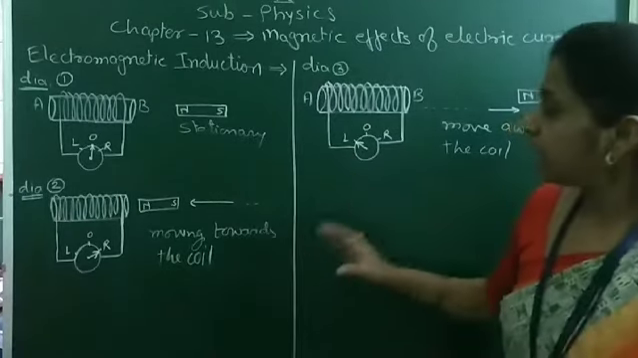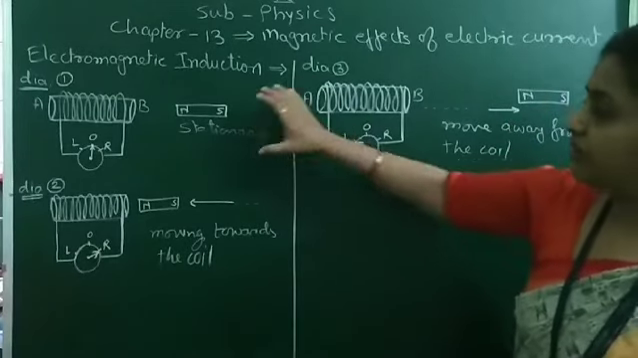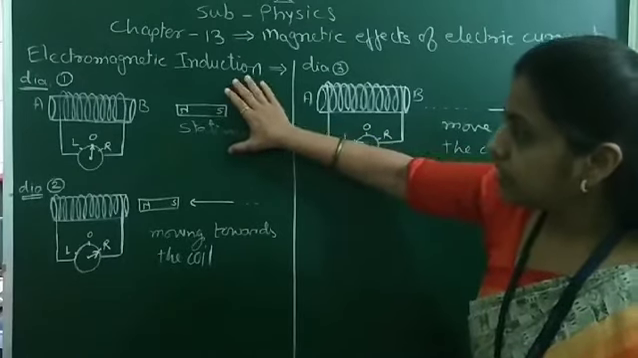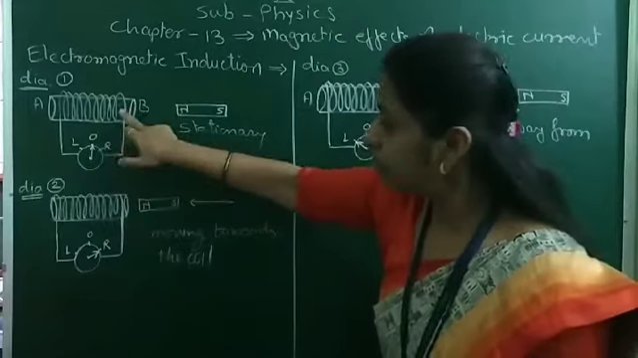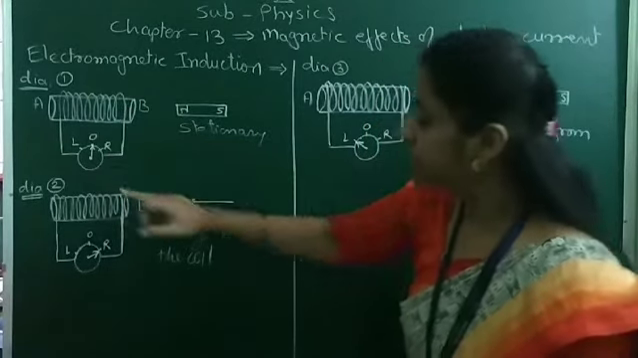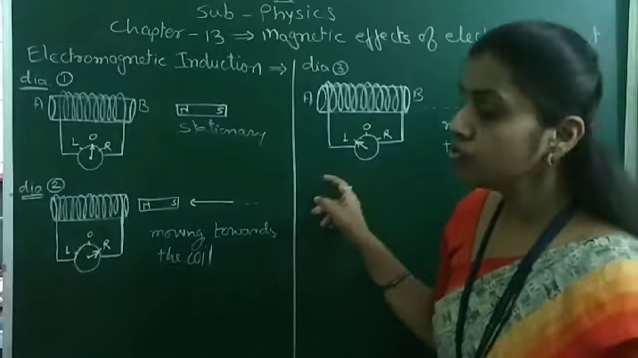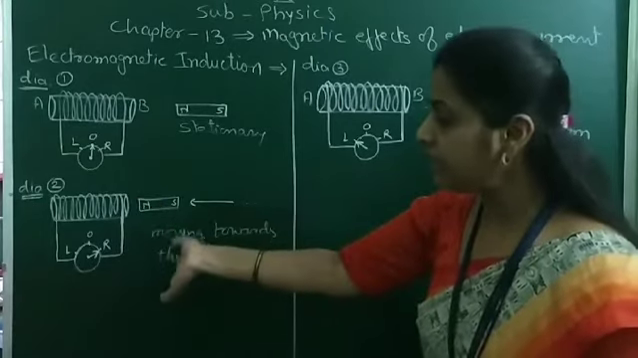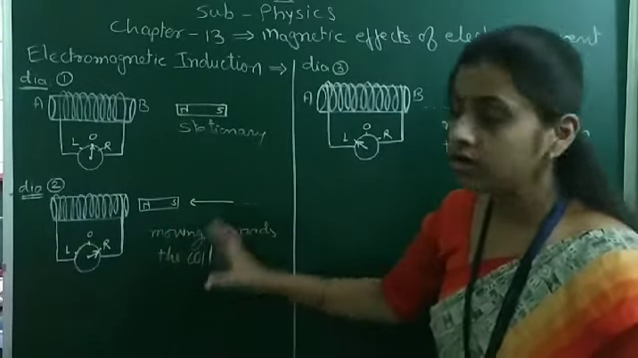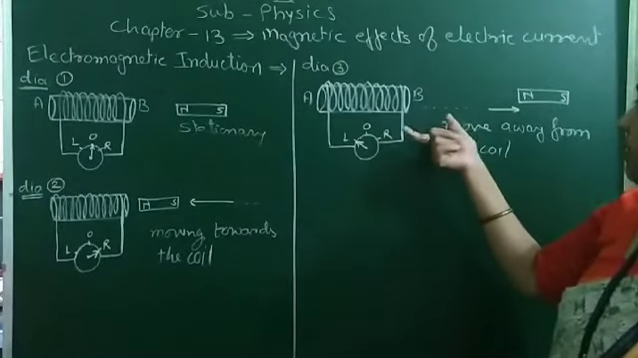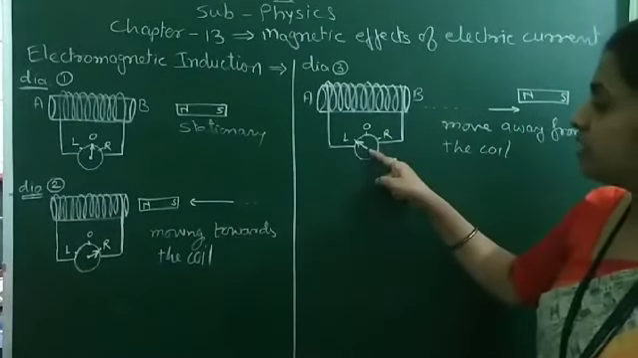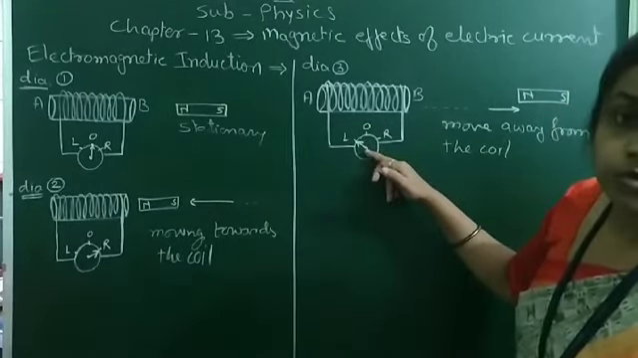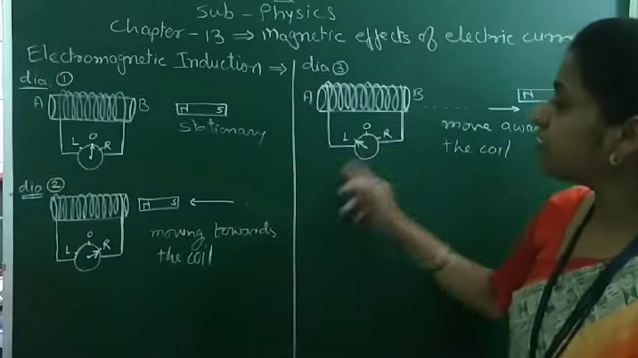So what can we conclude from this activity? Whenever the bar magnet is stationary, there is no current flowing through the coil, and therefore the galvanometer shows 0 deflection. Whenever the bar magnet moves towards the coil, the needle in the galvanometer deflects towards right. That indicates the presence of current. Whenever the bar magnet moves away from the coil, the needle deflects left. That indicates current flowing in the opposite direction. So in both cases the current will flow.